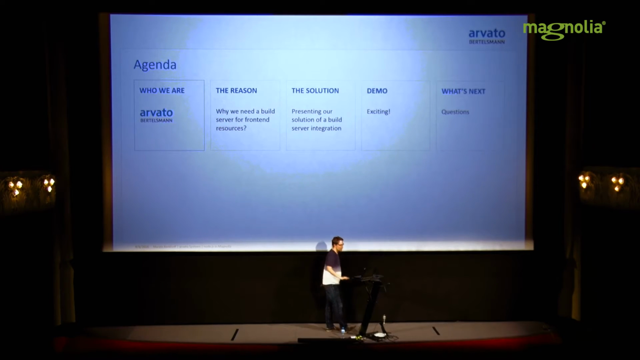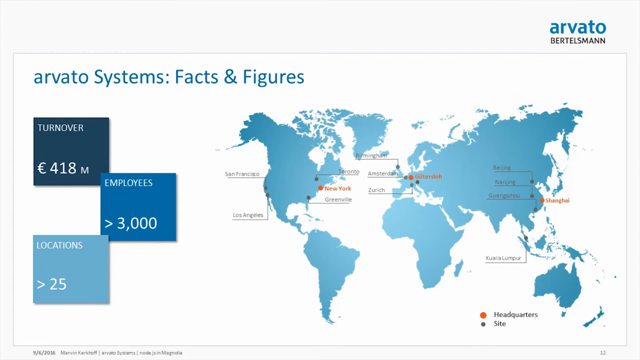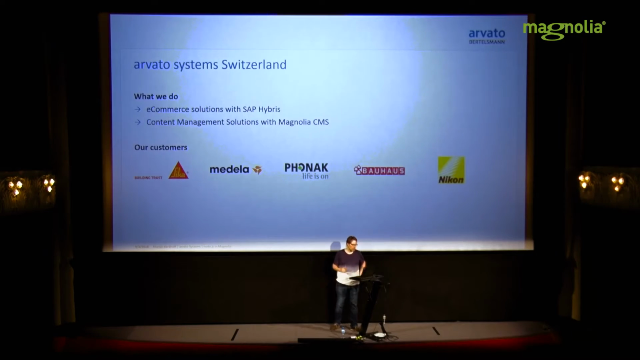So who are we? We are Arvato Systems. We are a big company. We are a subsidiary of Bertelsmann, the biggest publisher in Europe. We are more than 3,000 people in 25 locations. I'm based in Zurich. Our headquarters is in Gütersloh, Germany. In Switzerland, we are working for some clients that have Magnolia CMS and Hybris. Here are some clients.